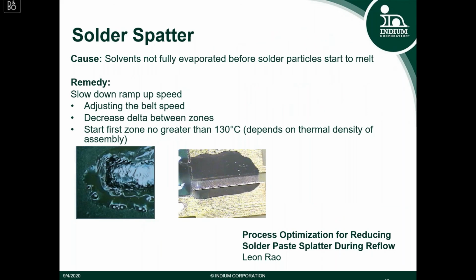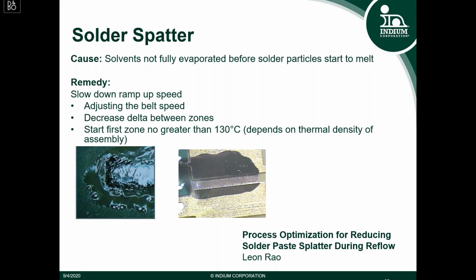Solder spattering. Solder spattering is when not all of the solvents have dried out during the preheat stage of the reflow profile. And what happens is, as the solder starts to melt, or as the temperature of the flux starts to heat up, it will spit and spatter some solder particles around the edge of the flux pool and all around the assembly. A way to reduce solder spattering is to slow down the ramp-up speed.